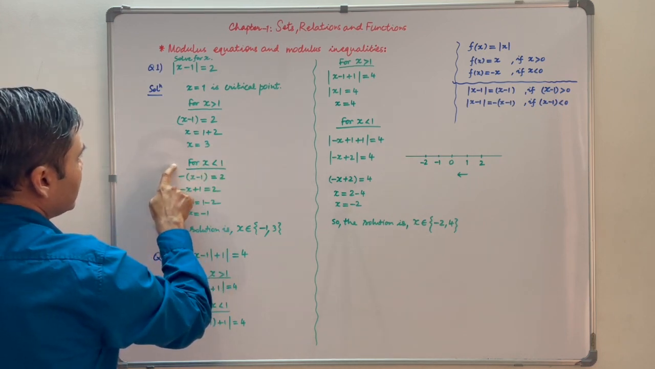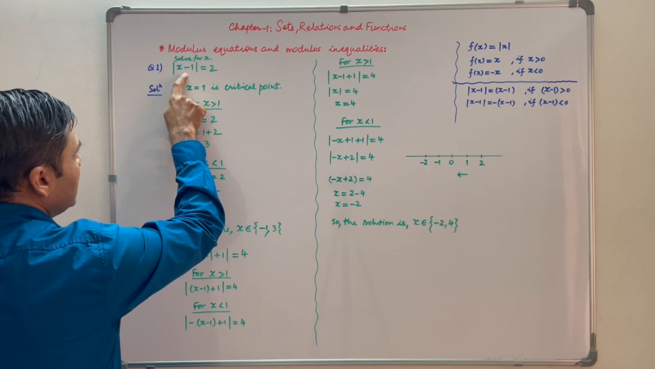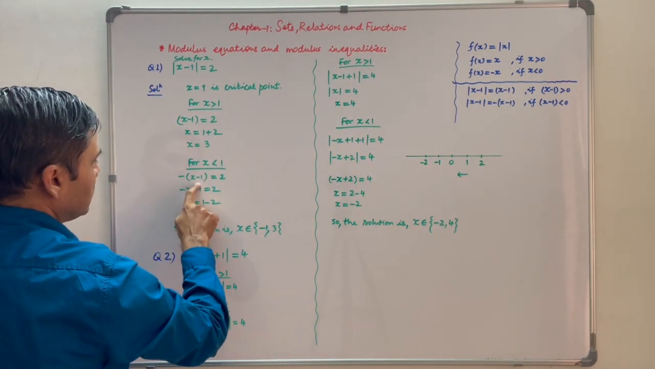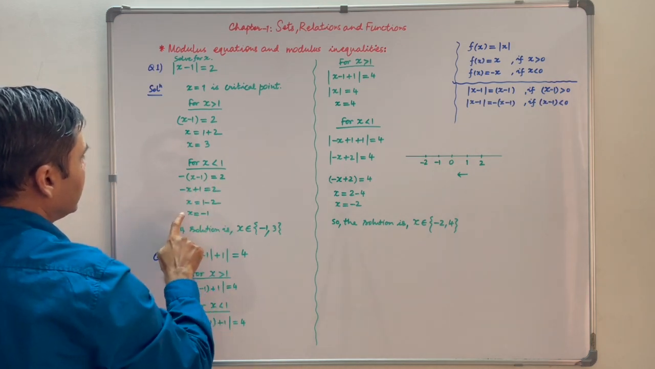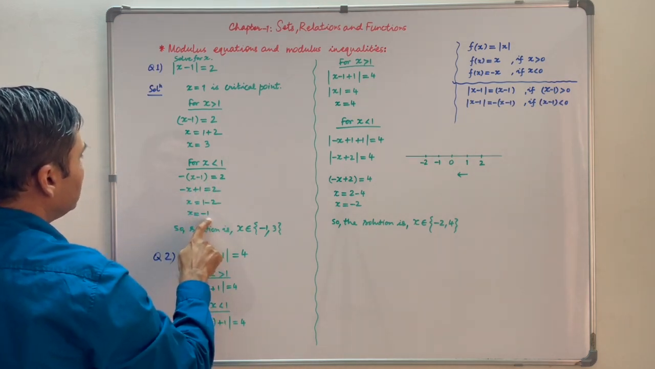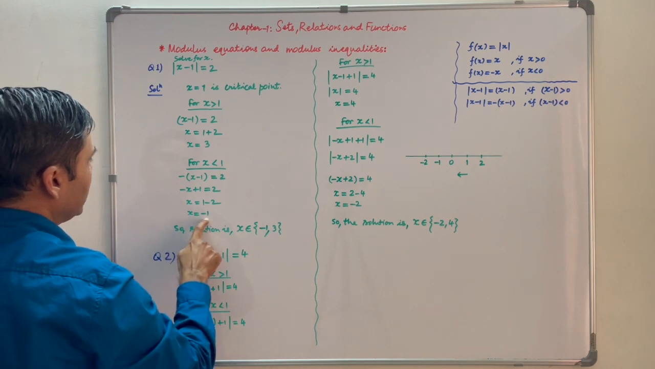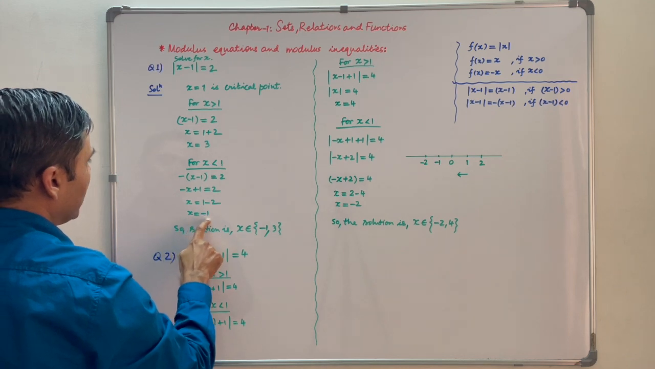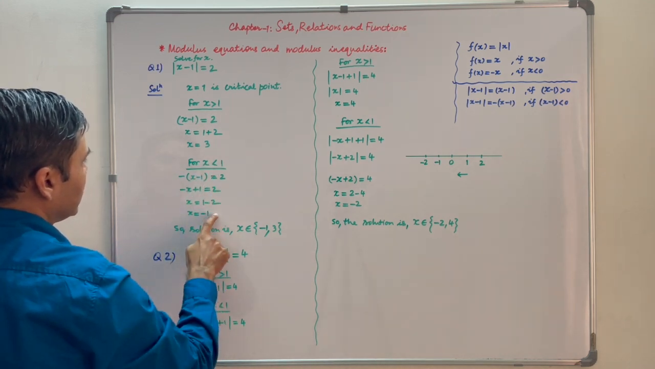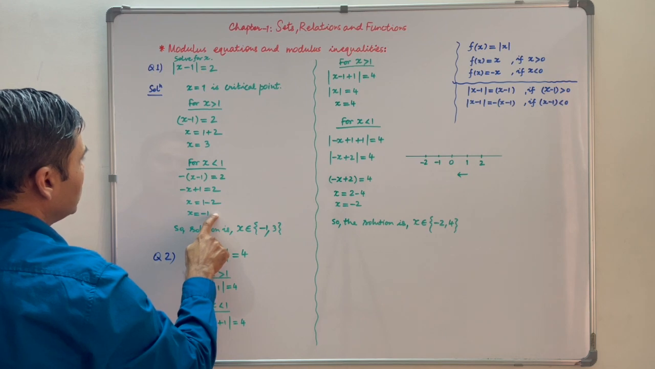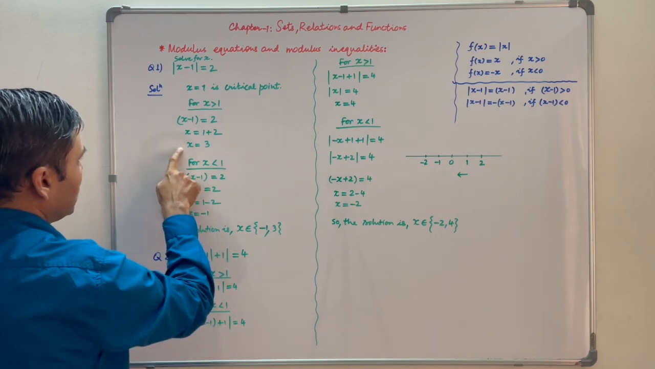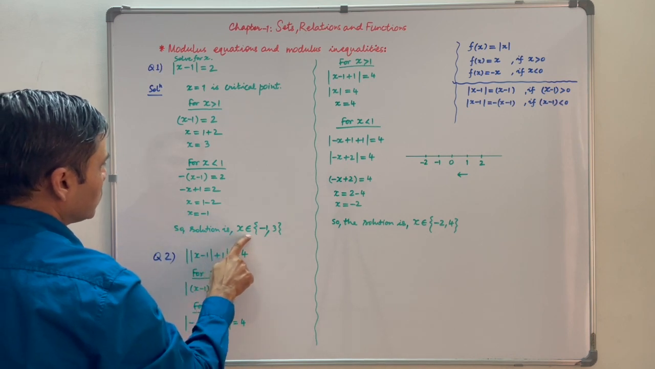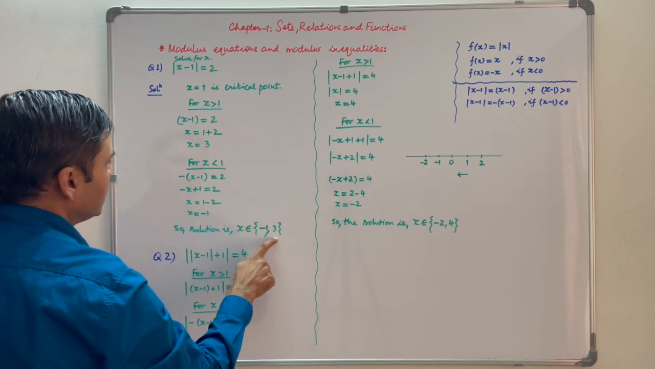Second case, when x is less than 1. So mod x minus 1 will be written as minus (x minus 1). So minus (x minus 1) is equal to 2, or x is equal to minus 1. Again, we will check whether x is equal to minus 1 is a solution or not against this condition. So x is equal to minus 1, whether x is less than 1? Yes. So this is another solution. So there are two solutions, x equal to 3 and x equal to minus 1. So we can write it as x belongs to these 2 points, minus 1 and 3.